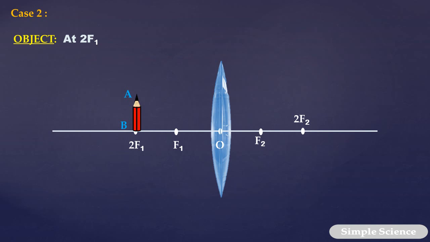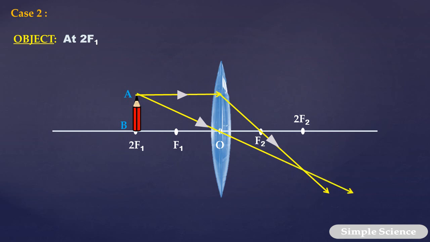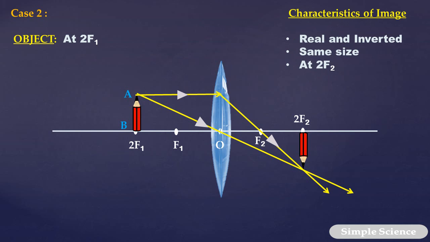When the object is placed at 2f1, again we will use the two rules. First rule says that a ray of light parallel to the principal axis after refraction passes through focus, and a ray of light passing through the optical center goes undeviated. Now where are these two rays meeting? Yes, at 2f2. Size of the image is same as size of the object. So the characteristics of image are: the image is real and inverted, size is same, and position of the image is at 2f2. So if object is at 2f1, image is at 2f2.